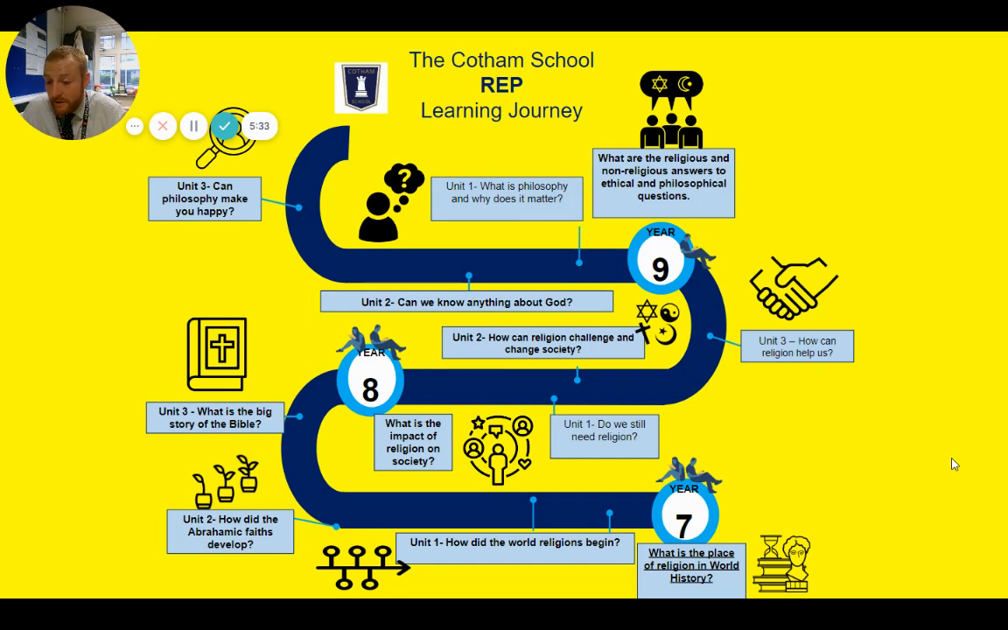In year 7, we have a look at how world religions began. That's unit 1. In unit 2, we look at how Abrahamic faiths developed, so Judaism, Christianity, Islam. Unit 3 is what is the big story of the Bible.